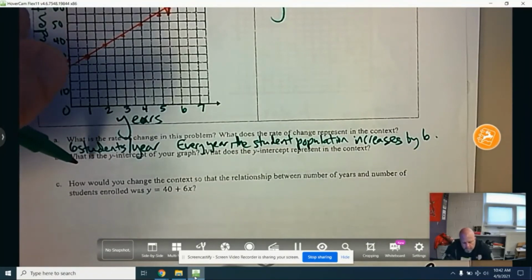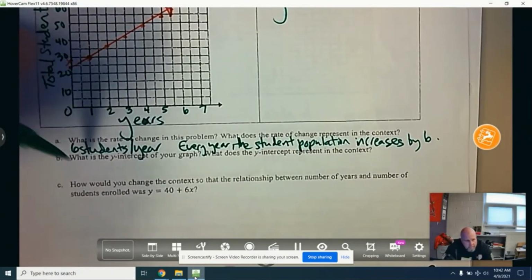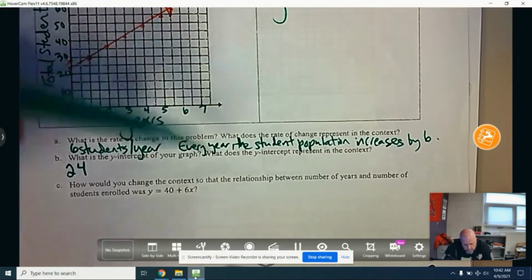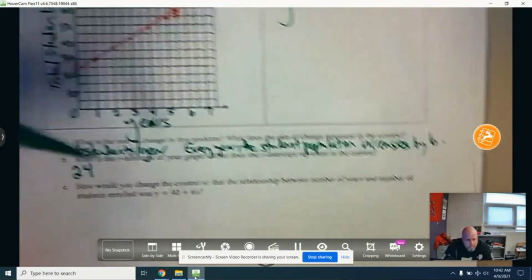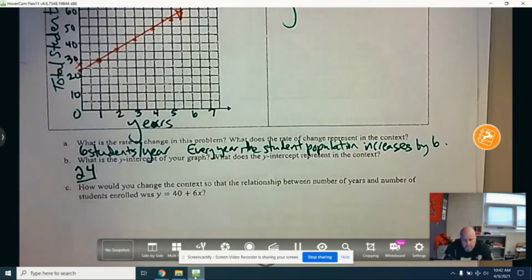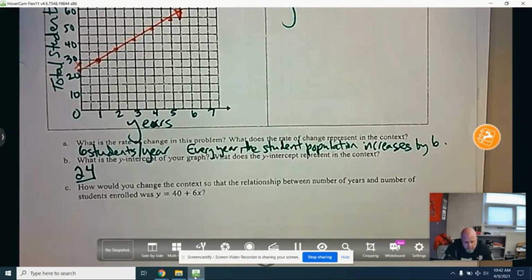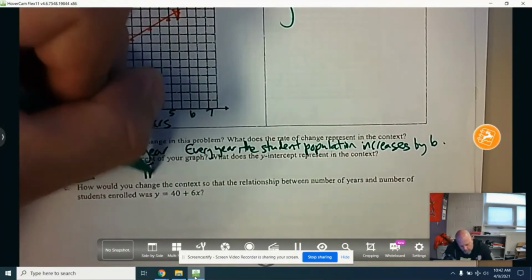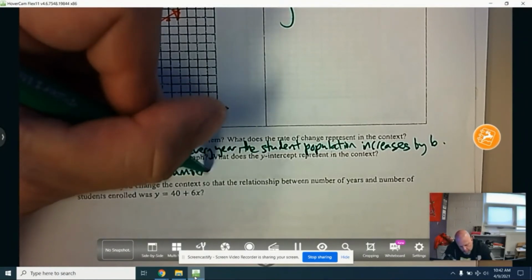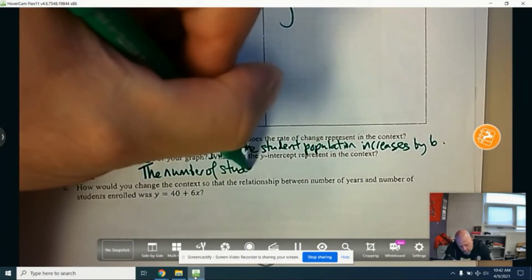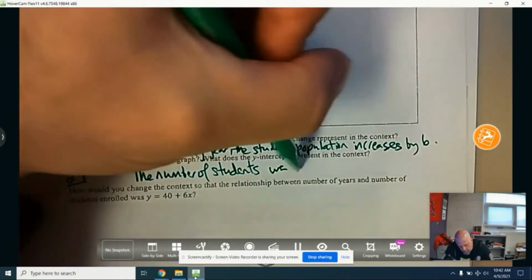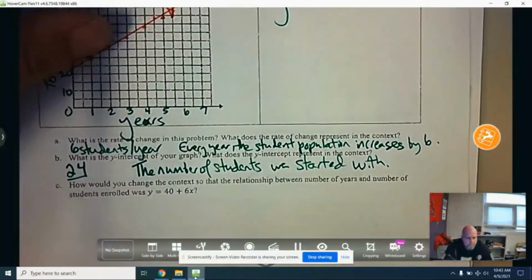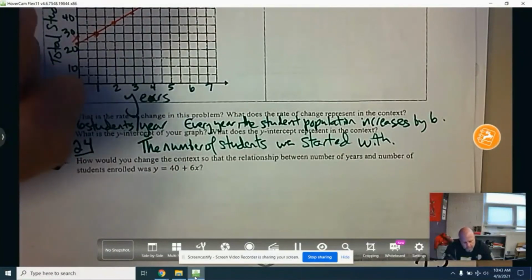Okay, letter B, what is the y-intercept of your graph? So the y-intercept, again, is just where it touches the y-axis. And for us, it was 24. Okay, what does the y-intercept represent in this context? Well, 24 stood for the number of students that we started off with. Okay, it's our jumping off point. It's the beginning point. So we say it's the number of students we started with.